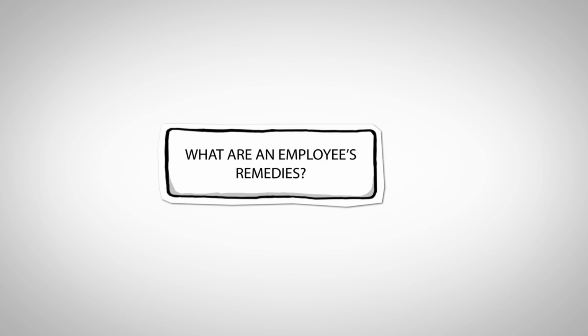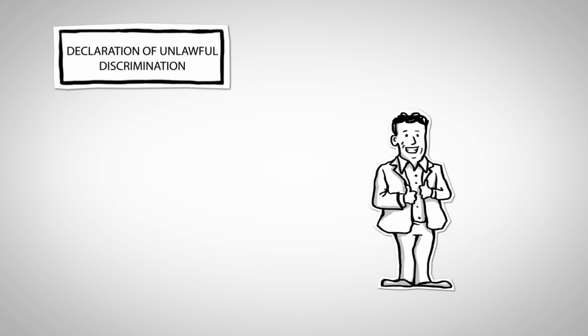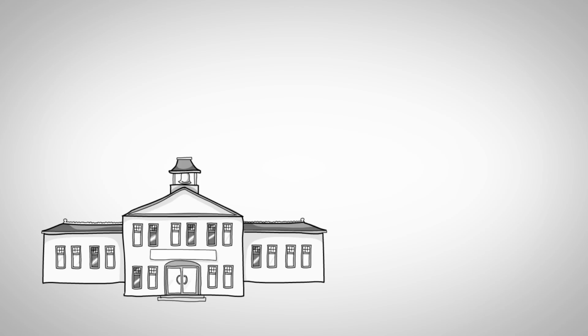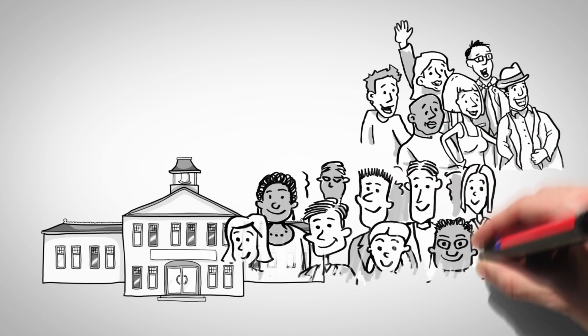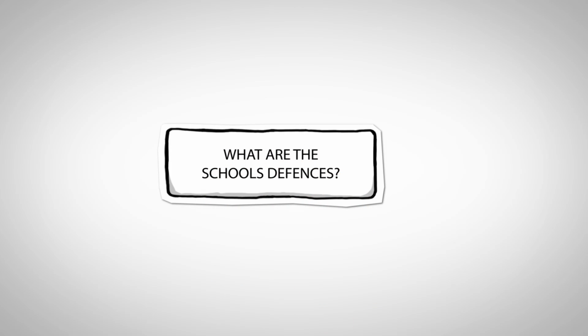What are an employee's remedies? If successful at an employment tribunal, an individual would receive a declaration of unlawful discrimination and compensation for financial losses, which is unlimited, and injury to feelings, as the school can be sued for the discriminatory actions of any of its employees. It's extremely important that everyone, from the senior leadership team to support staff, are trained in equality and diversity.